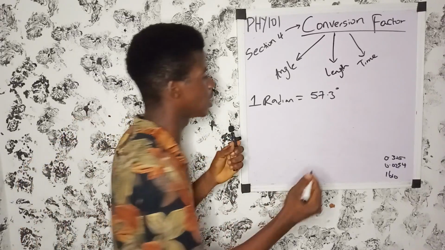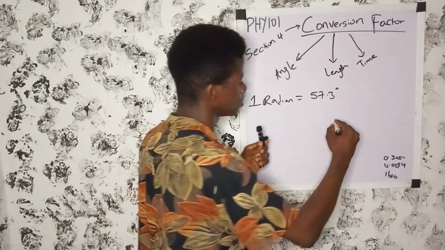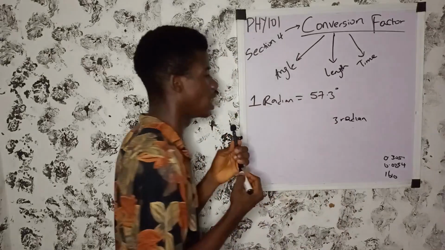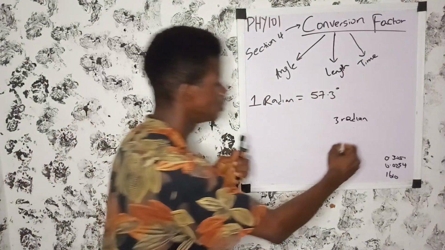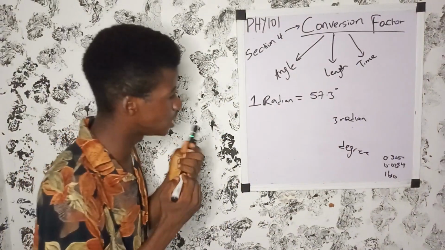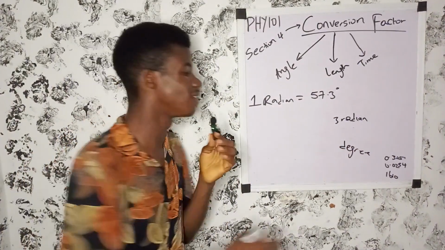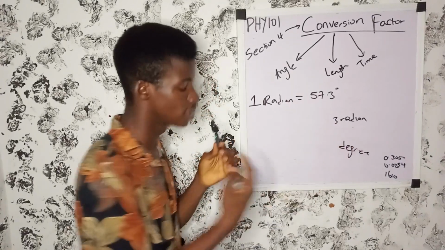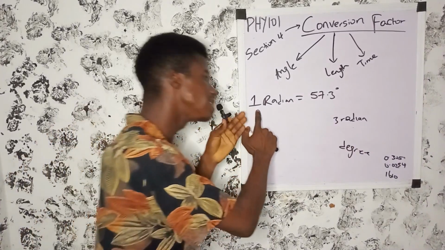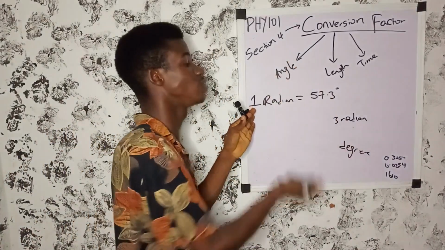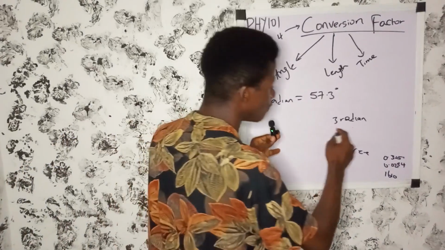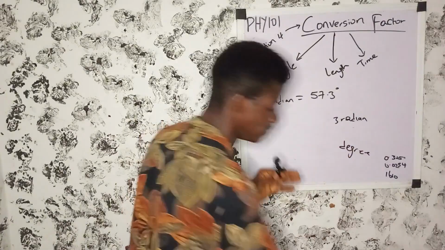For example, they give an angle of 3 radians, and you are expected to use degrees to solve that particular question. How are you going to do it? It's very easy. You need to convert this radian to degree. Take note that 1 radian is equal to 57.3 degrees. How are you going to convert 3 radians to degrees? It's very easy.